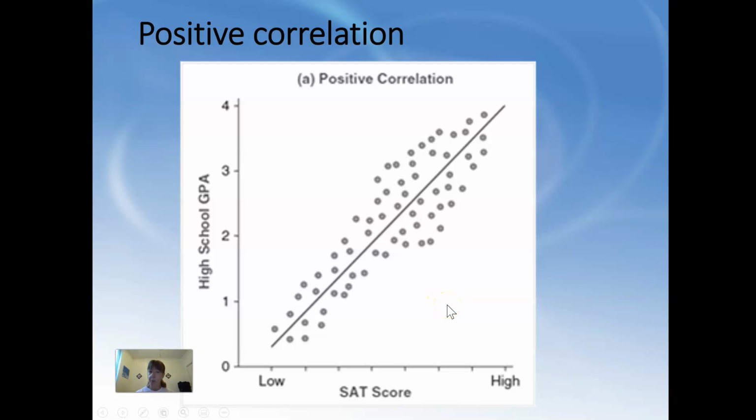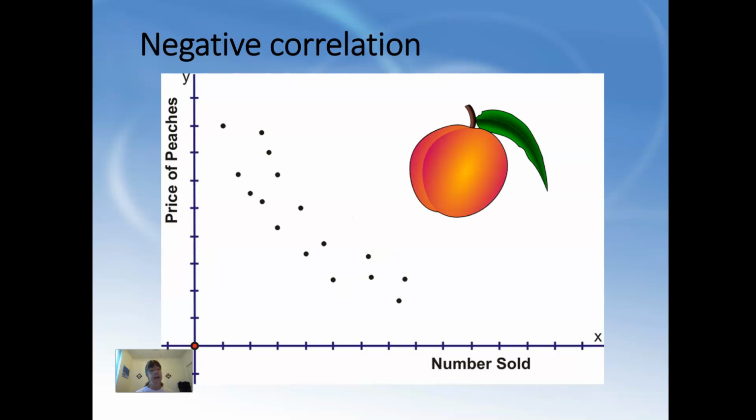It's not going to be a perfect prediction. Sometimes people score a little higher than expected or a little lower than expected, but we can make an educated guess as to what SAT score they will get. Just as important is a negative correlation. It's often a little more difficult to think about a negative correlation, I think, but they are just as important and just as informative as a positive correlation.